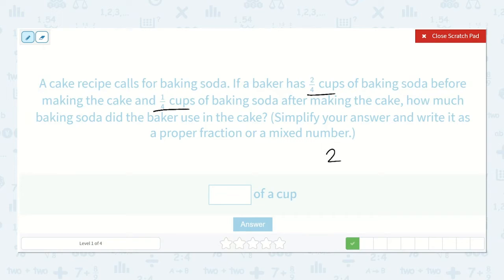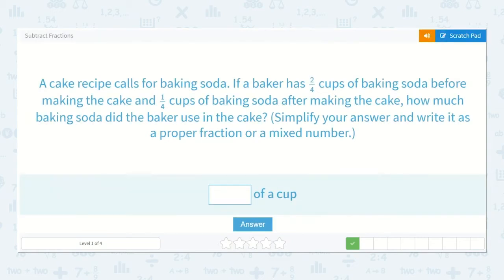So if they have 2/4 cup and they end up with 1/4 at the end, we can subtract that 1/4 to find out how much they used. So 2/4 minus 1/4 would just be 1/4. So they used 1/4.